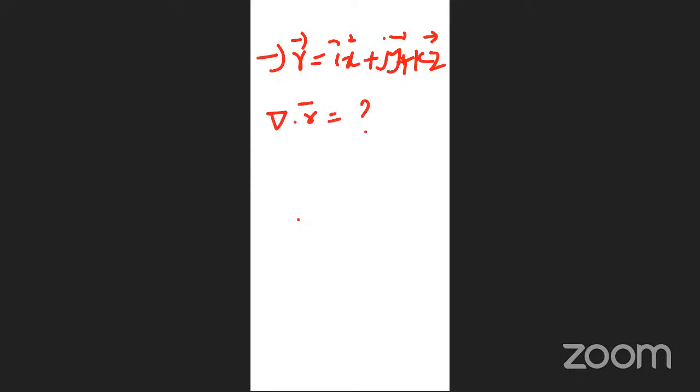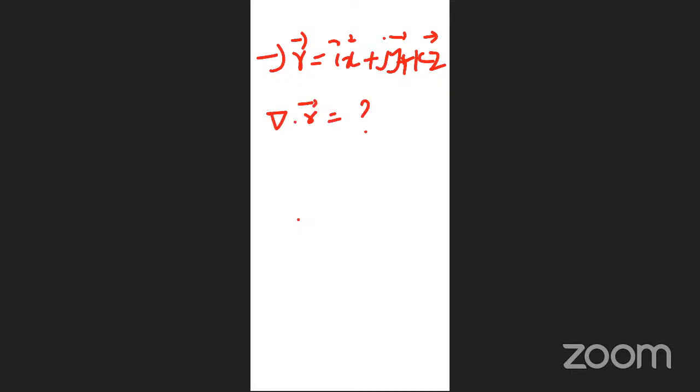So one problem: let r be the position vector. r is equal to ix plus jy plus kz. This is the position vector r equals ix plus jy plus kz. So what is del dot r, what is the value?